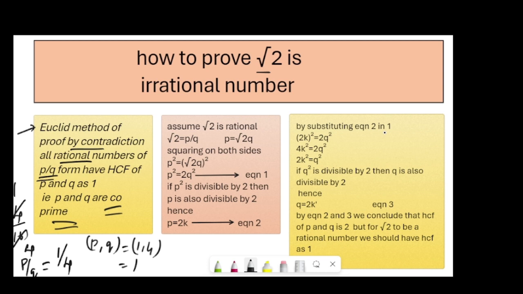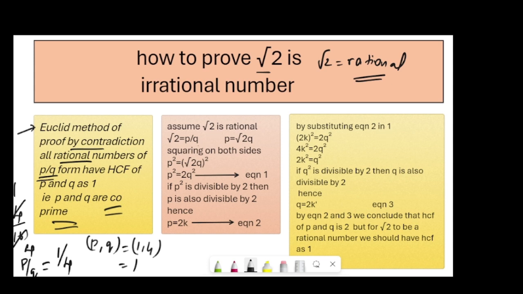Suppose root 2 is a rational number. We cannot prove that directly anyway. So what he did is assume root 2 is a rational number. When root 2 is a rational number, we know it has to be of p by q form.